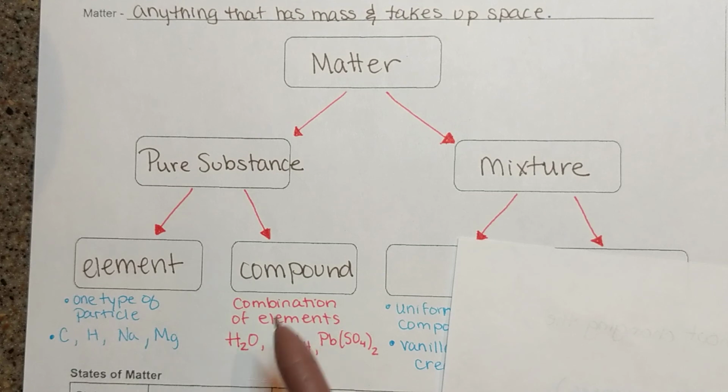Compounds are a combination of elements. So when I have H2O, that's water. If I have CH4, that's methane. If I have PbSO4, that's lead sulfate.